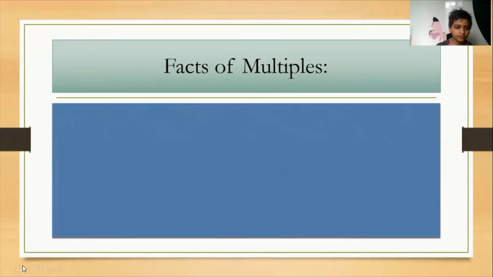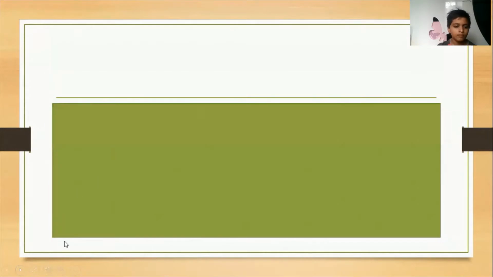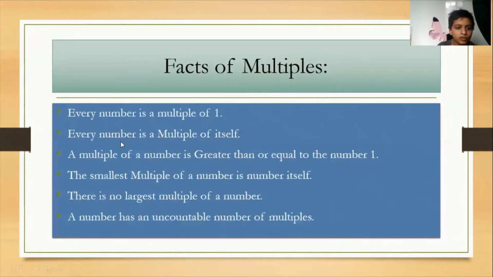Facts of multiples. Every number is a multiple of itself. A multiple of a number is greater than or equal to the number. The smallest multiple of a number is the number itself. There is no largest multiple of a number. A number has an uncountable number of multiples.